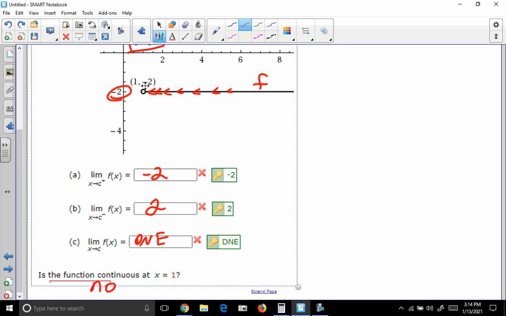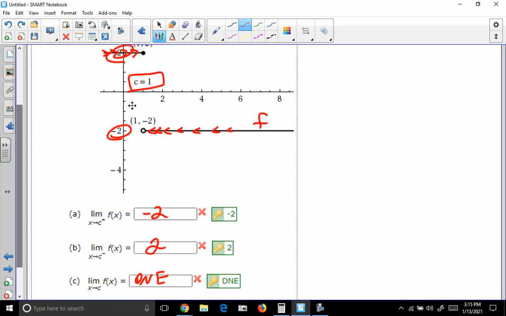Is the function continuous at 1? No. Visually, that's easy to see. There's a break in the graph. It jumps from here down to here.